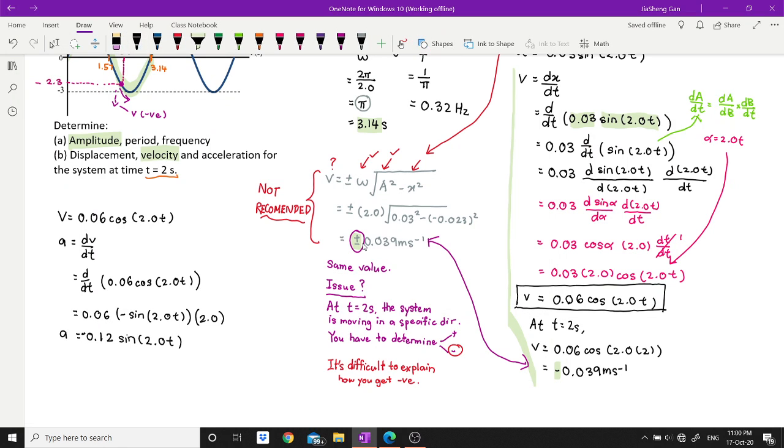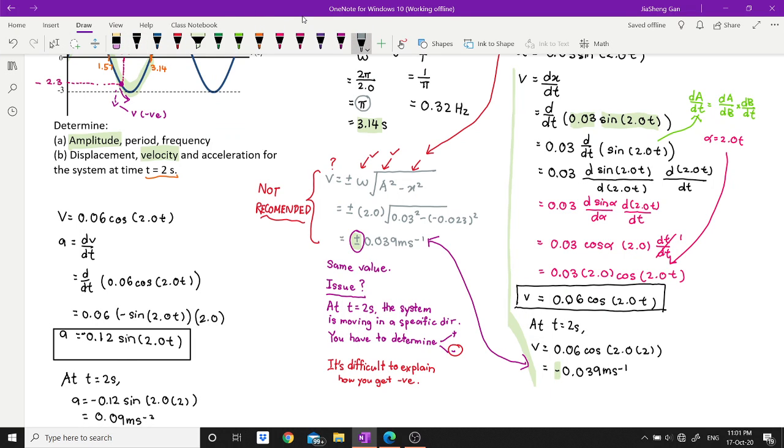Again, let's try to box it. This is the equation you're using. So continue from there. You can just write at time equals 2 seconds, your acceleration will be negative 0.12 sine 2.0 times 2. If you calculate everything, the answer would be 0.09 meter per second square. So that is how you obtain the acceleration at a specific moment where t is equal to 2 seconds.